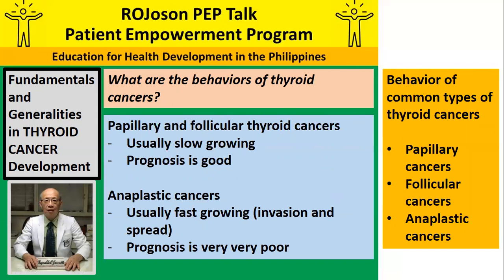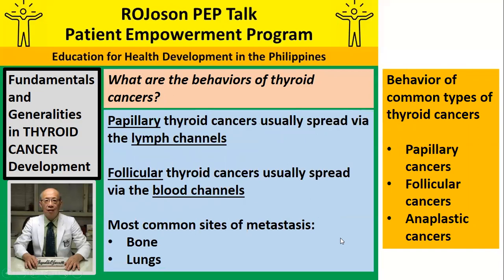The behavior of the common types of thyroid cancers, which are papillary, follicular, and anaplastic cancers. Okay, these are the more common. Papillary and follicular thyroid cancers are usually slow growing and the prognosis is good. Anaplastic cancers are usually fast growing with a predisposition to invasion and spread to distant areas. Prognosis is very, very poor, and this usually occurs in older people. Papillary thyroid cancers usually spread via the lymph channels, whereas follicular thyroid cancers usually spread via the blood channels. And the most common sites of metastasis are the bones and the lungs.